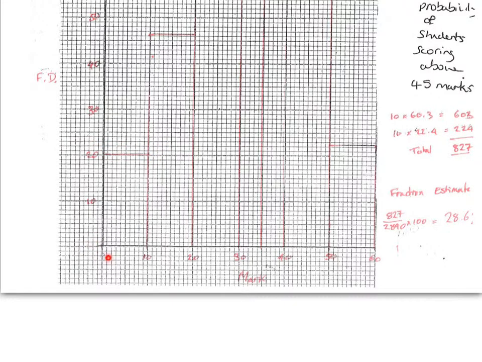The bar will start at the beginning of the group and end at the end of the group. So the first bar starts at 0 and finishes at 10 and goes up to the frequency density number. The second bar starts at 10, finishes at 20. This one, though, starts at 30, finishes at 35. This one starts at 35 and finishes at 40, and so on. To work out how many students score above 45 marks, you need to work out the area of these bars above 45.